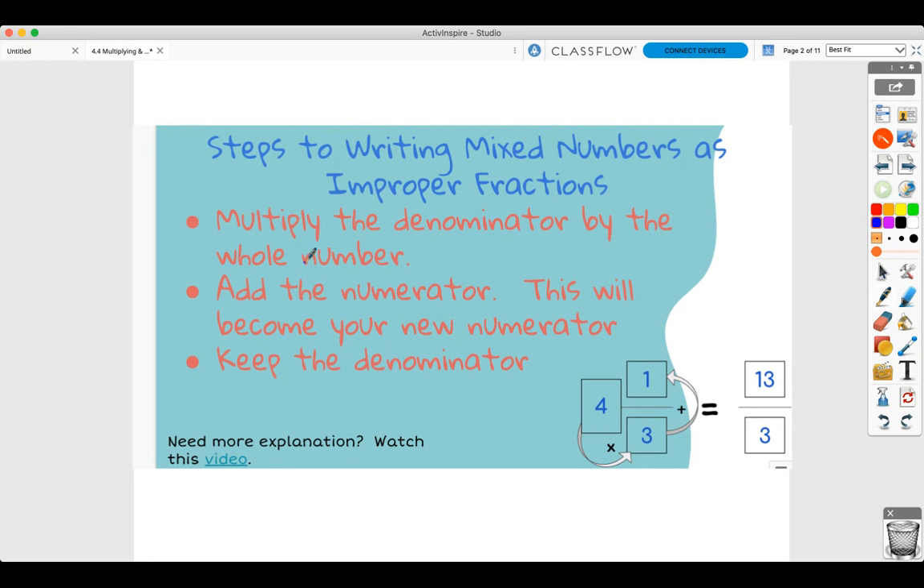Well, first, you multiply the denominator by the whole number. So the denominator is 3 here, and you multiply by the whole number, and that gives you 12. After you do that, you add that 12 to the numerator. So 12 plus 1 will give you 13. Okay? And then your denominator stays the same. The denominator doesn't change. So your improper fraction would be 13 over 3.